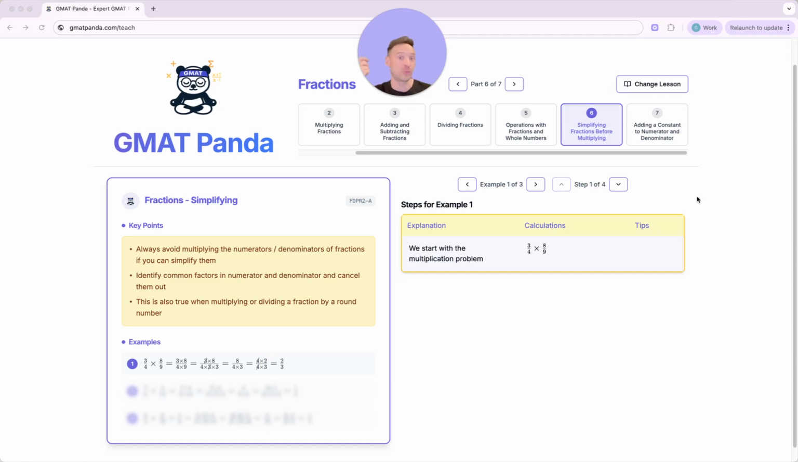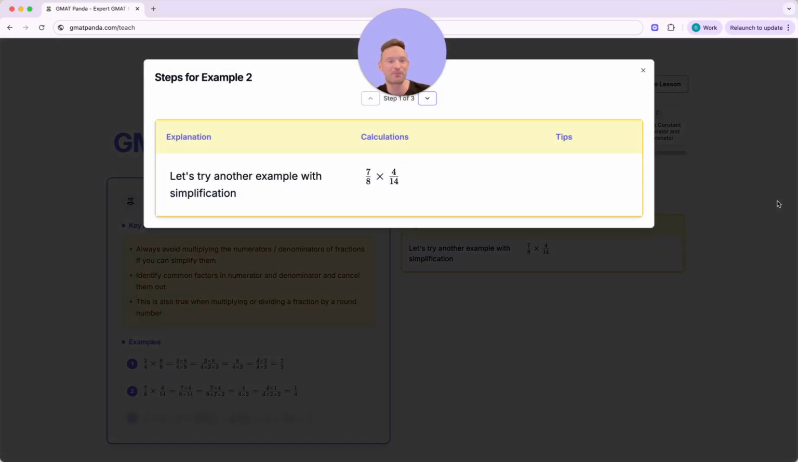And actually what you'll find is in the GMAT, even in questions that are not technically fraction questions, often in the calculations, you'll see fractions popping up all over the place. Why? Because whenever you multiply and divide things, you can write that as a fraction. Right, so let's see some examples. So we're going to skip this one and we're going to look at this one here. So we're doing 7 over 8 times 4 over 14.